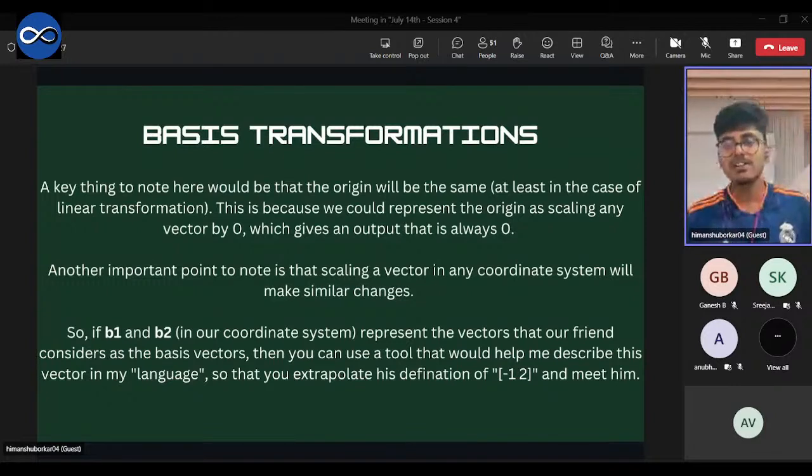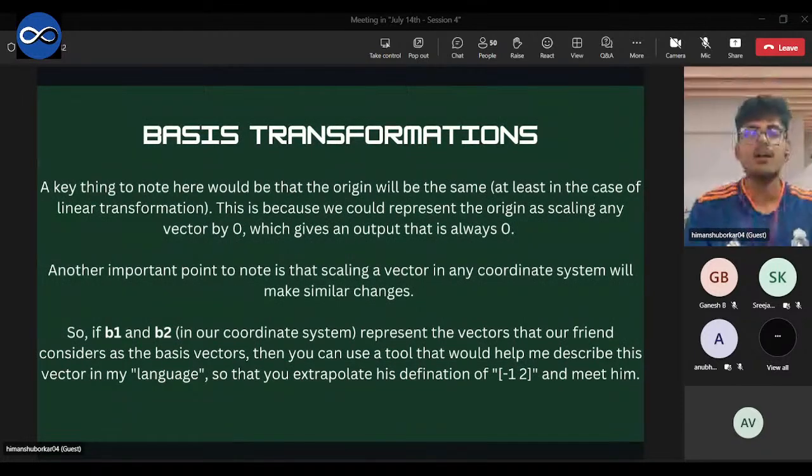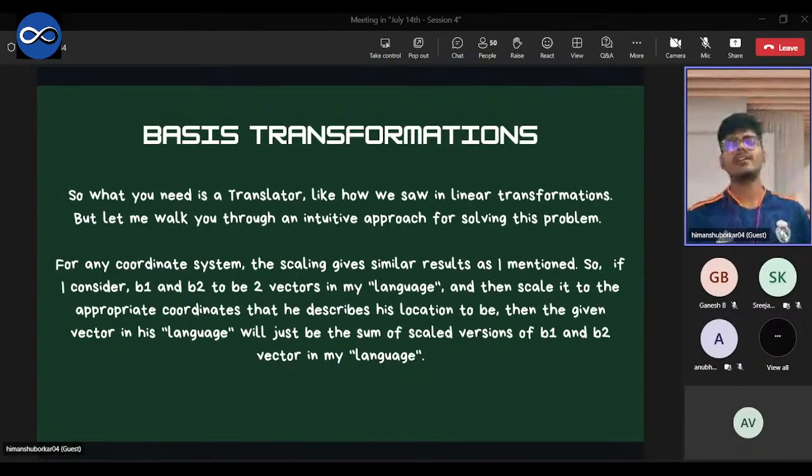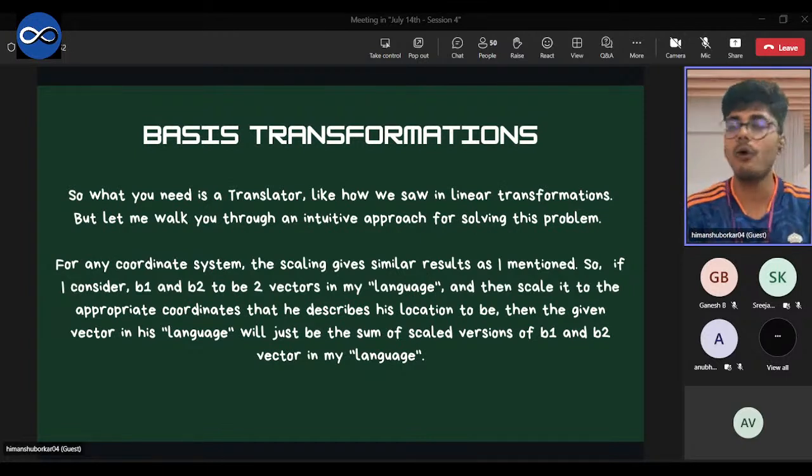So if b1 and b2 are the vectors that our friend considers as the basis vectors, we could use this language that we came up with, that is linear transformation, to extrapolate his meaning of -1, 2 and meet him. So you need a translator again, right? But I want you to walk through an intuitive approach to this. I don't want you to apply a formula. I don't want to give you a formula. I'll tell you how to get to that formula.